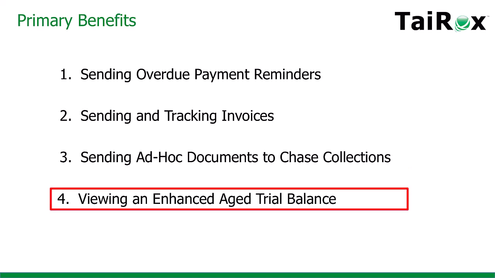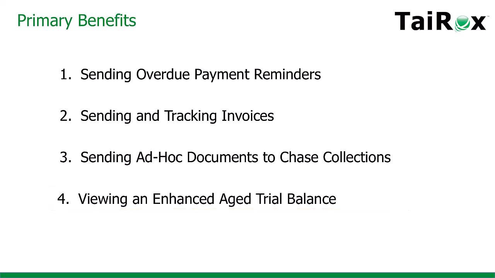Point 4. Sage 300 users traditionally start their collections process by printing an aged trial balance. The TaiRox collections customer aging screen improves what a user sees by quickly displaying a trial balance on the screen with many filtering and display enhancements.